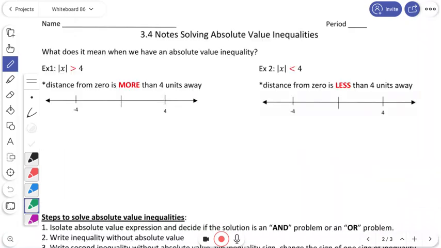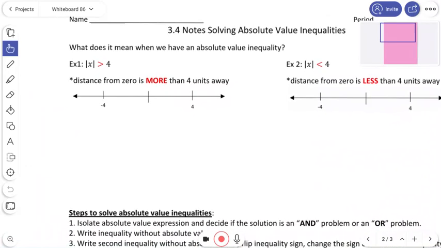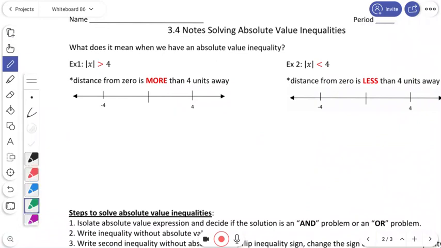So let's solve absolute value inequalities. This first one, example 1, says the absolute value of x is greater than 4. What does that mean? It just means that the distance from 0 is more than 4 units away. So if this is 0 right here in the center, I want to be more than 4 units away. So everything bigger than +4 is more than 4 units away. And everything less than -4 is more than 4 units away. So that's what our number line answer would look like.